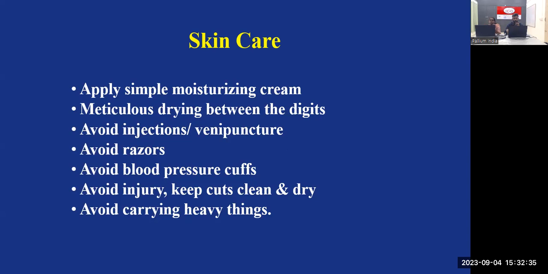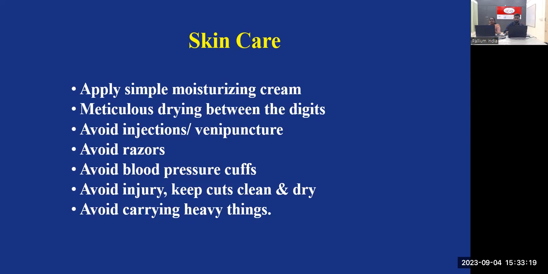Always tell them to apply some simple moisturizing cream just after bathing, not just before massaging, so that we can prevent dryness. Meticulous drying between the digits is also very important, because sometimes, because of the edema, dirt accumulates in between the digits. If dirt accumulates there, what happens? Fungal infections can develop. Avoid injections and venipuncture.